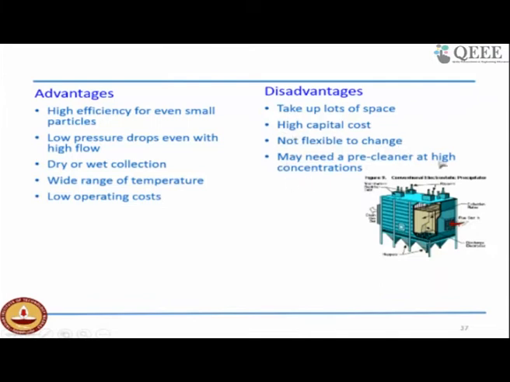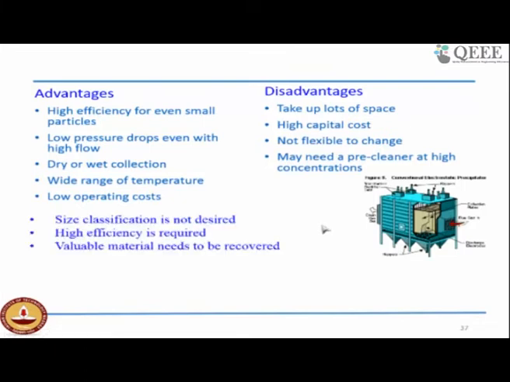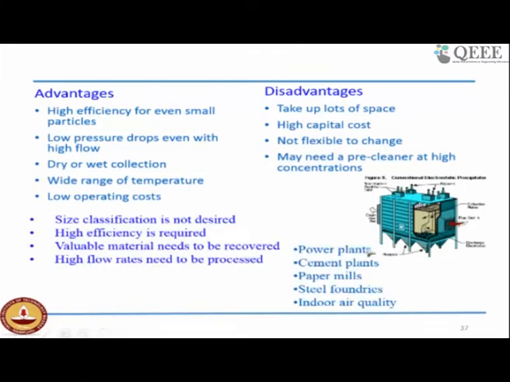So in such cases it is not flexible to change. It may need a pre-cleaner at high concentration. For example, before the electrostatic precipitator, you can keep a cyclone separator or maybe a settling chamber so that large particles can be removed, or other gases which can interfere with the electrostatic precipitator can also be eliminated. You generally use this in power plants, cement plants, paper mills, steel foundries, and for indoor air quality, as I mentioned to you.